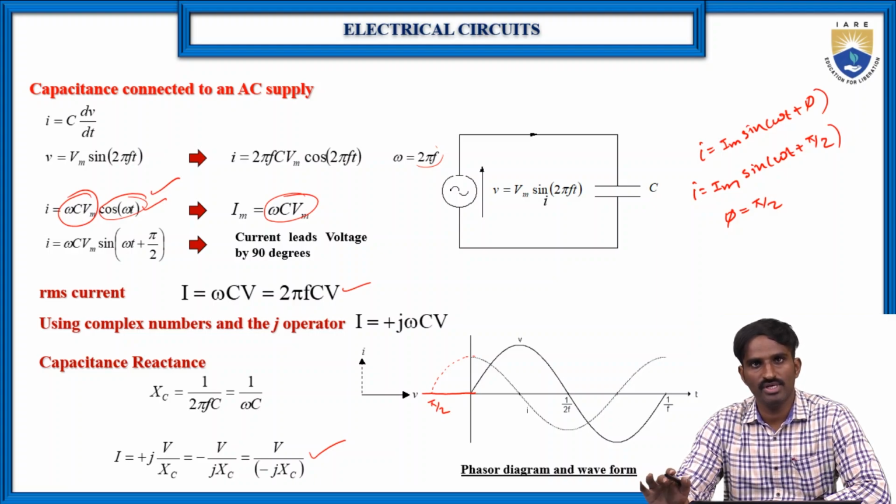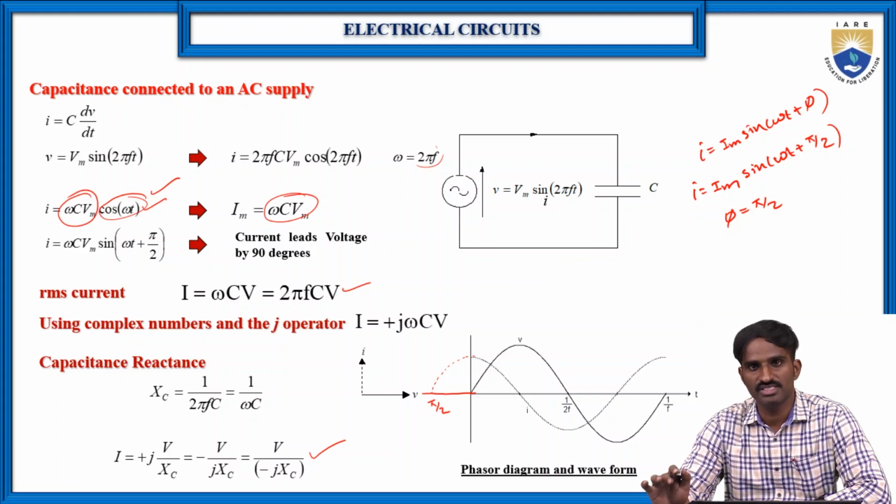Then coming to the capacitance, when the capacitor is connected to an AC supply, in this case of course the phase difference is also 90 degrees, but here the equation of the current is I is equal to Im sine omega t plus pi by 2.